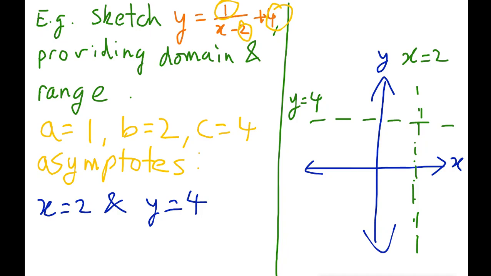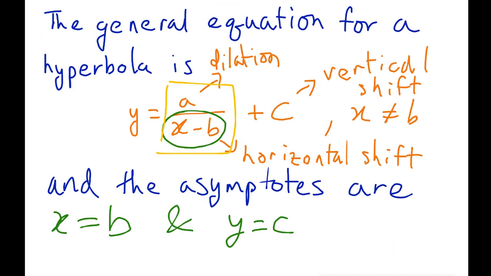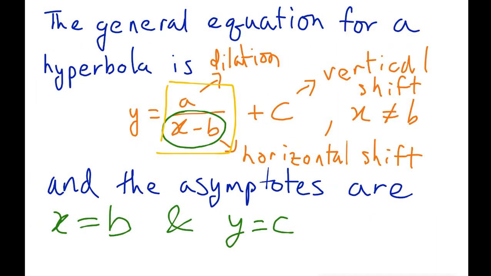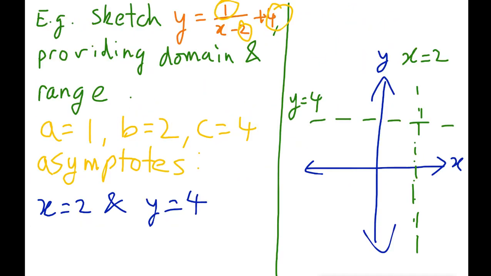Once we have those, well, this is a hyperbola. And if we have a look just back on the shape on here, look at the orange lines. We have one on the top right hand corner and one on the bottom right hand corner. If you have negatives, then they would be on the top left hand corner and the bottom right hand corner.